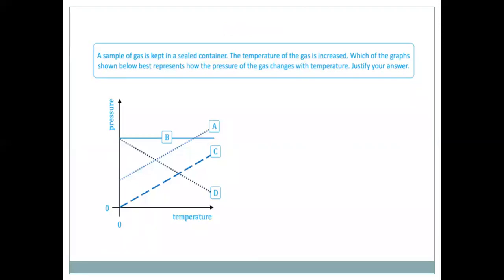So the answer will be A. A is the right one, since pressure and temperature are directly proportional to each other, and the pressure at the beginning does not have a zero value. It has some value at the beginning. While B is a constant relation, and this is incorrect. D is an inverse relation, and this is incorrect. C is incorrect because the pressure starts from zero, and this is impossible. It must have a value.